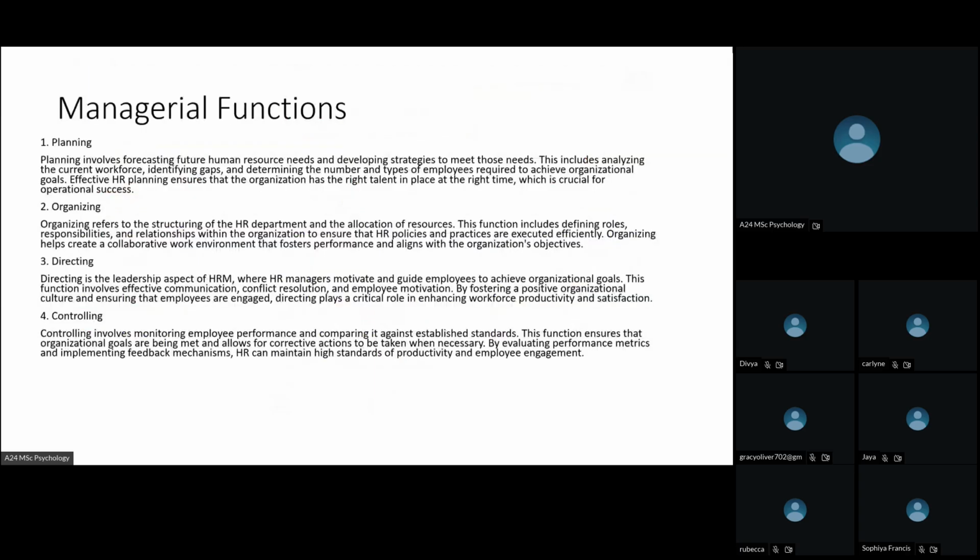Going into managerial functions. Managerial function, as I was saying, deals mainly with four things: planning, organizing, directing, and controlling. I've given very large explanations here, but I'll make sure I can explain it well. So planning, what does planning mean? Again, we have talked through this many times now. It is forecasting the human resource needs.